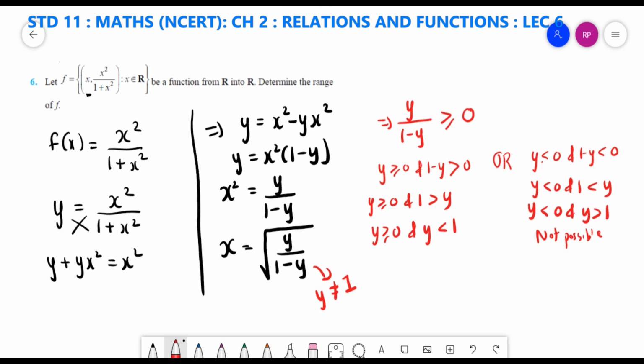So what does this imply? This implies that the range of the function starts with 0 and I will not say it ends at 1, I will take an open bracket. It is less than 1, but I cannot take equal to 1. So this is the range of the function. Yeah, so just note down question number 6.